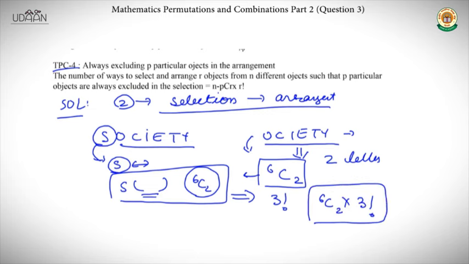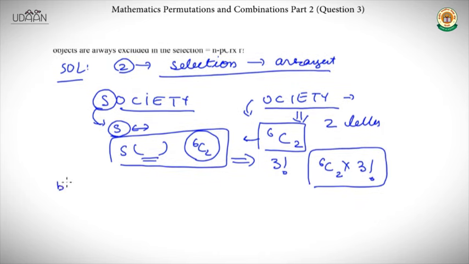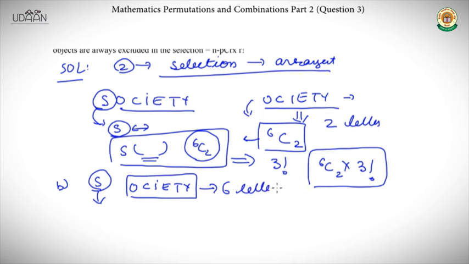Now we move to the next part of the question, where S is never included in the selection. The B part says that you have to always exclude the letter S. So this is also an extension of TPC2. TPC2 states that some P particular objects have always to be excluded. So we have to select the 3 letters from the remaining 6 letters. The number of ways to select 3 letters from 6 letters is 6C3.